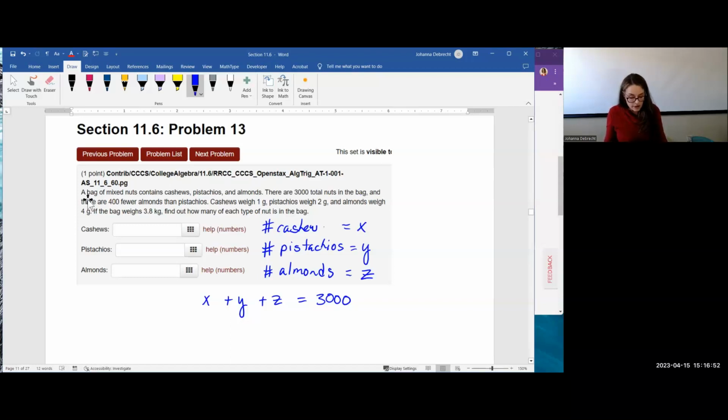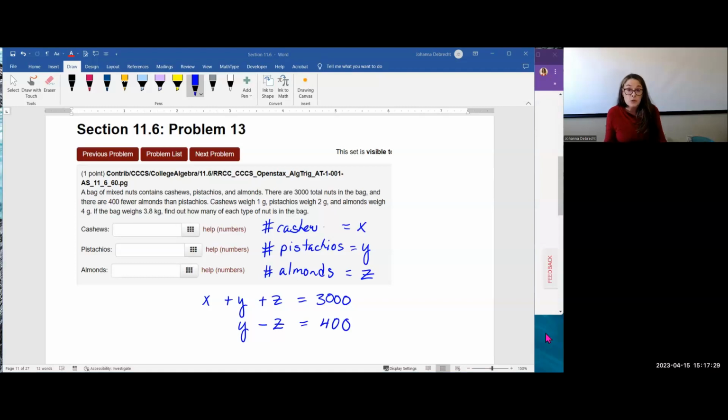And there are 400 fewer almonds than pistachios. Okay, now how can I write that down? Well, if I take pistachios and I subtract the almonds, I should have 400. So pistachios was y and almonds is z. So if I take the number of pistachios and I subtract the number of almonds, I should come up with 400. And notice that I've lined them up in the columns where they belong.